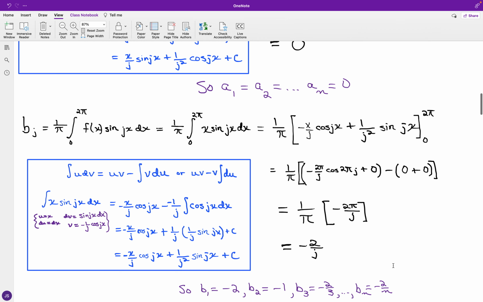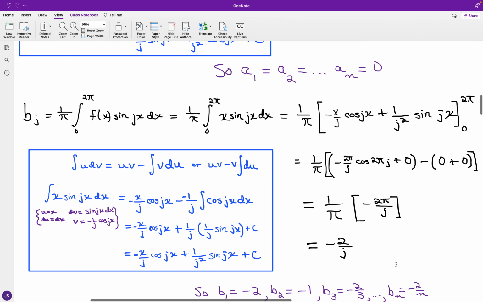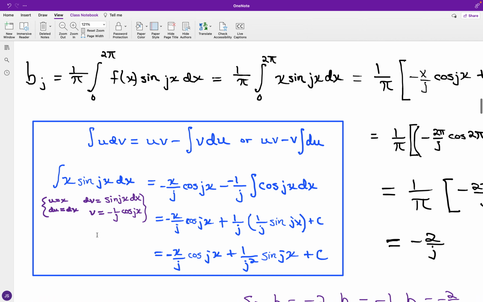Now for b sub j, we're looking at the closed interval as x goes from 0 to 2 pi of f of x times the sine of jx dx. And now, with the integral of x times the sine of jx dx, again we're looking at integrating by parts. So again we have u equal to x, du equal to dx, and dv equal to the sine of jx dx, and the antiderivative of sine is going to be a negative cosine term. So we have negative 1 over j times the cosine of jx.